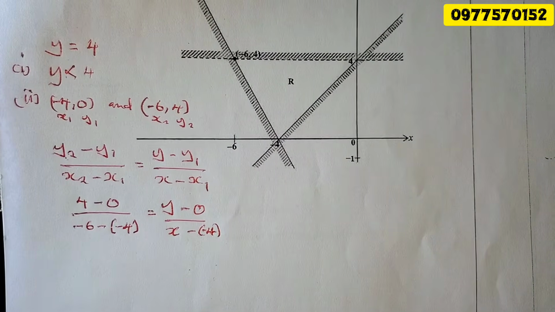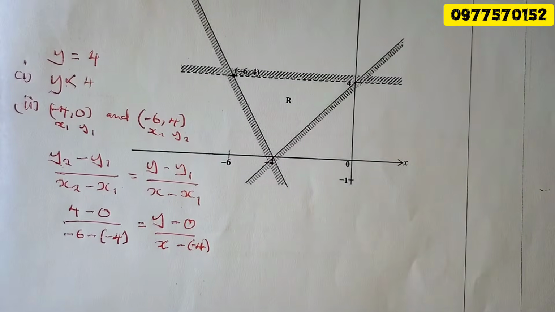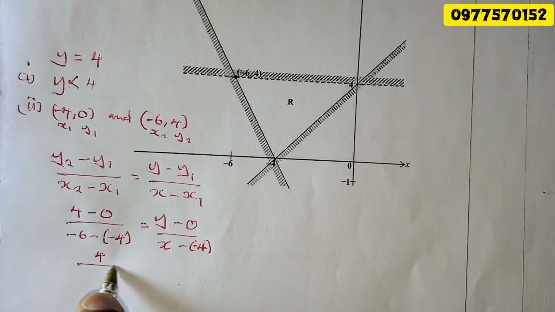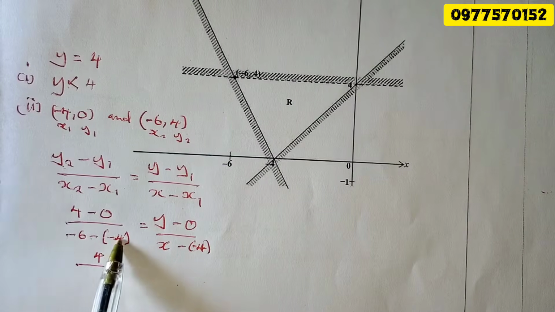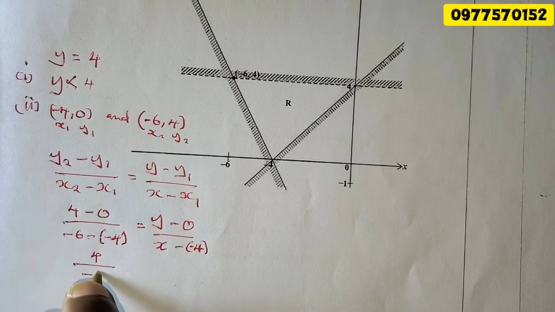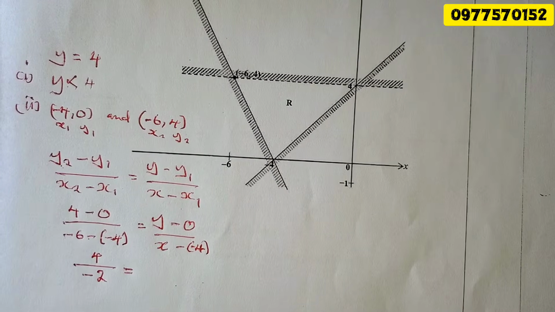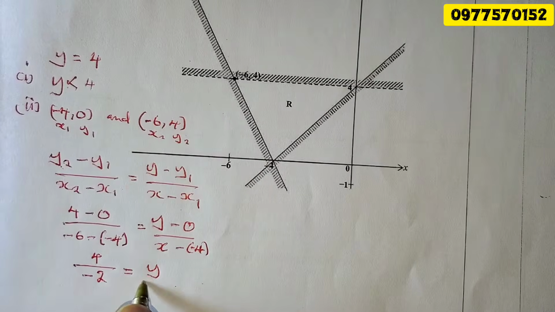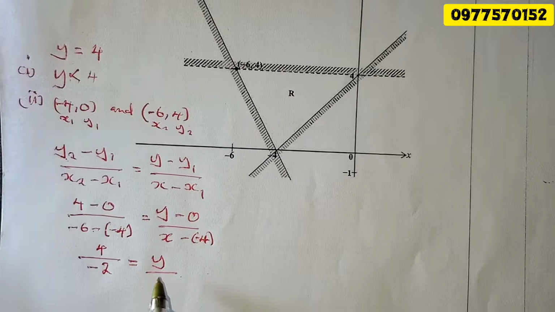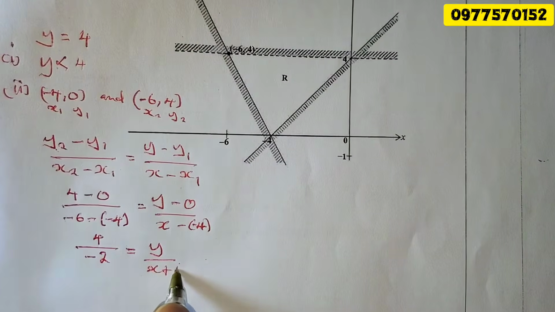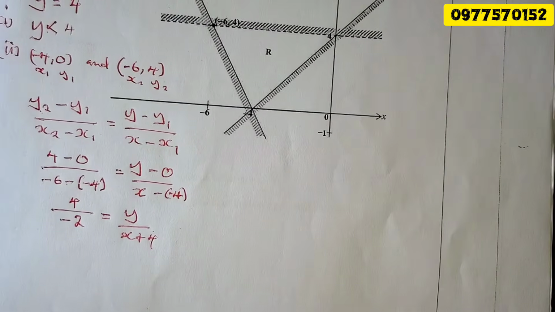So we are going to solve. What is 4 minus 0? 4 minus 0 is 4. Over, this is negative, so it's negative, positive. So -6 plus 4 is negative what? -2 is equal to y minus 0, which is just y, over negative is negative, positive. So in other words, here we have x plus what? x plus 4. Are we together? x plus 4.